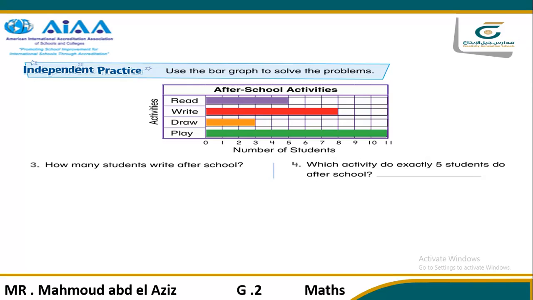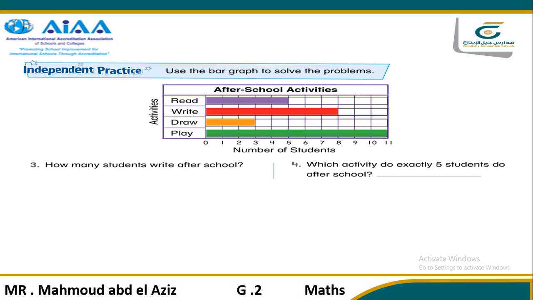So, dear students, with our first question here, use the bar graph to solve the problem. We have here 4 activities: read, write, draw, and play. The first question here: how many students write after school? If you look at our bar graph here, where is write? It's the red bar, so it's number 8.